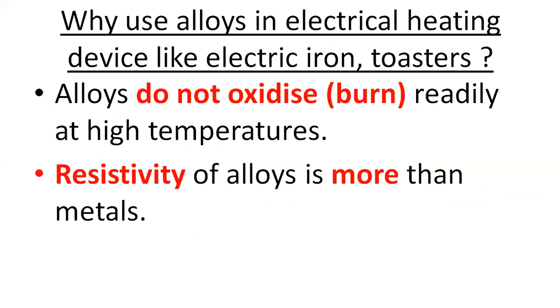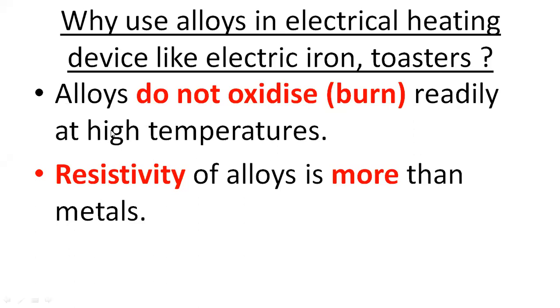So the question that is asked in the exam is this one, the one which is given at the top. Why use alloys in electrical heating devices like electrical iron or toasters? So the question will be like this, like heating devices, like the iron you already know, it is used for pressing our clothes, and toasters, it is also one form of heating electrical device. So they are saying in any of the heating electrical devices, alloys are used. They are just asking why to use alloys.